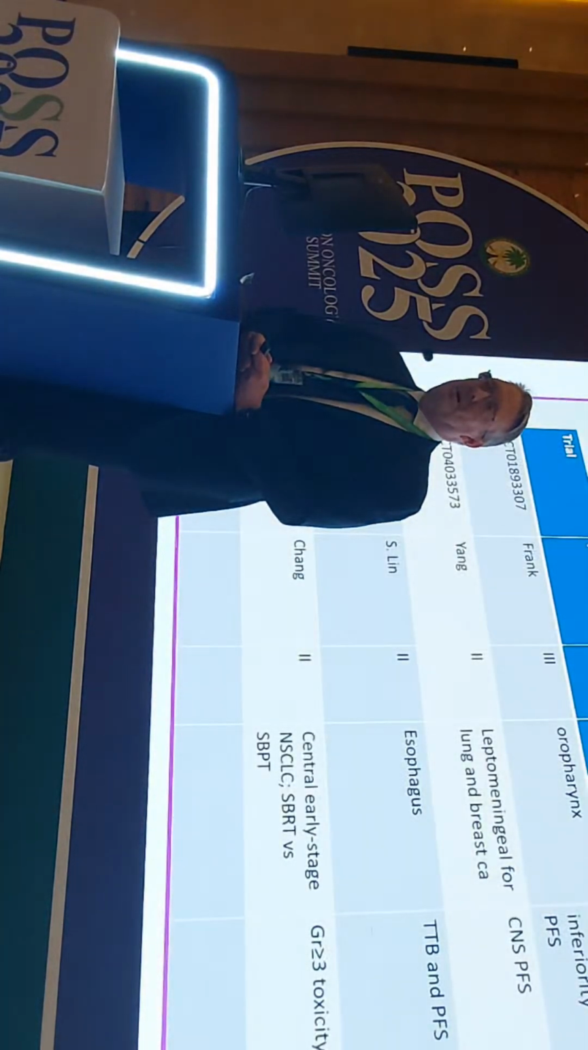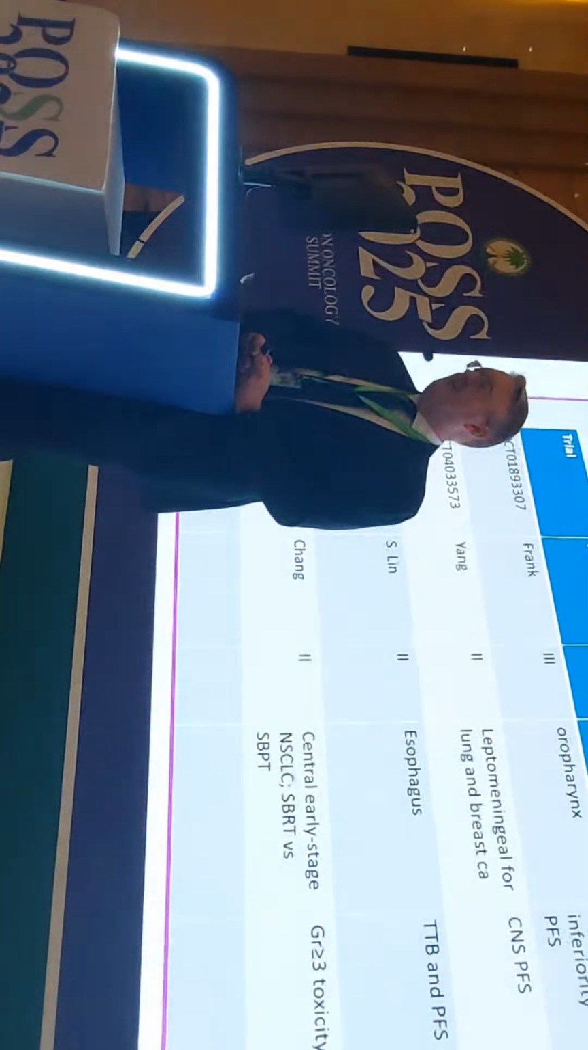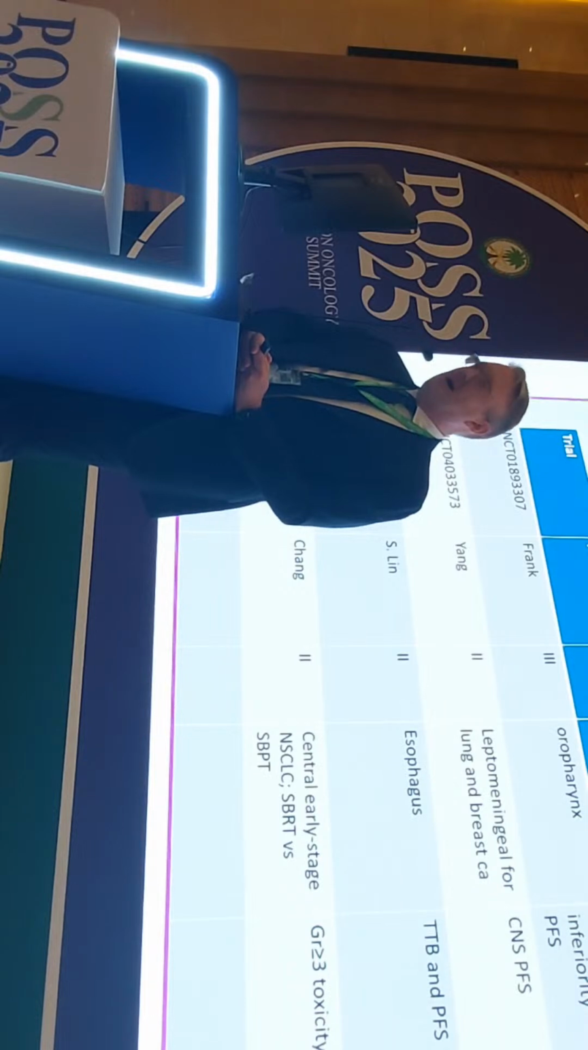Just to focus on what positive trials have occurred, favoring protons over photons. This is the first one, the Steven Frank trial, a randomized phase 3 trial in oropharyngeal cancer run out of MD Anderson, reported at this past ASTRO. There was a toxicity benefit to protons, and this is not reported yet, but there's also a survival benefit with protons in patients with oropharyngeal head and neck cancer compared to IMRT.